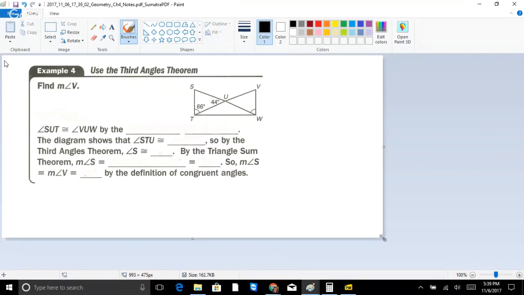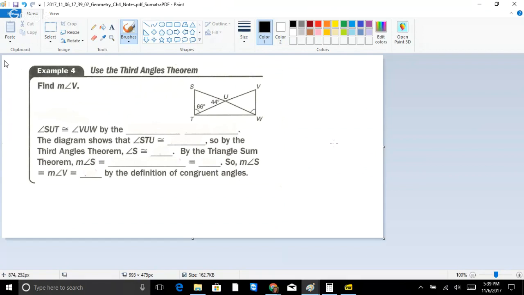So we have this figure here. We have two triangles that kind of overlap each other, and we need to find the measure of angle V. So let's take a look at what we've got going on here.